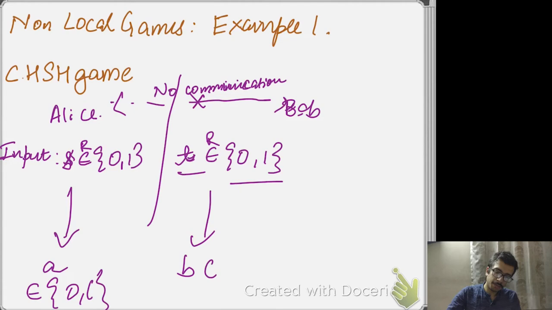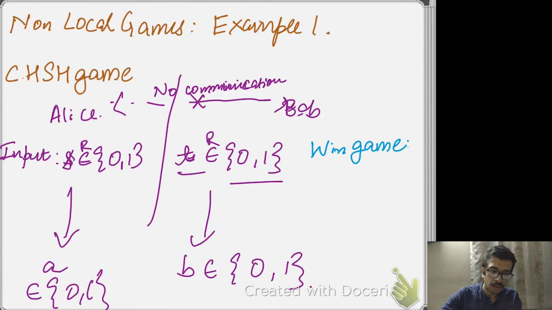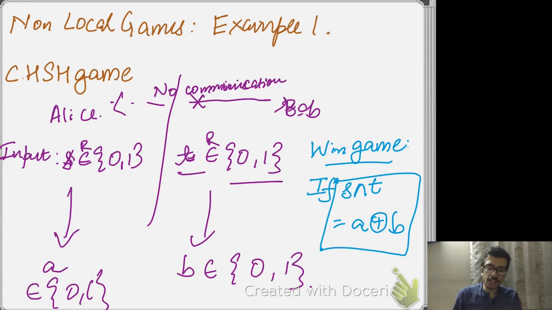And they win the game. Okay, so there is a winning condition: they win the game if the AND of inputs equals the XOR of outputs. So let us try to understand this condition.